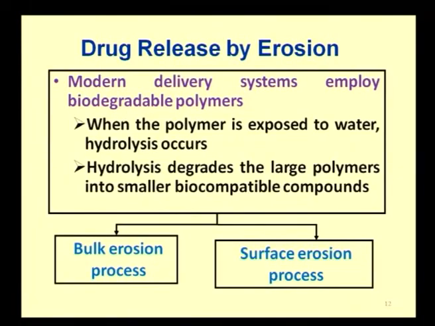We were discussing the different release mechanisms, out of which the hydrolysis of the polymer degradation is more important. This can take place in two ways. One is surface erosion, the other one is bulk erosion. Let us have more details about these two types of erosion.